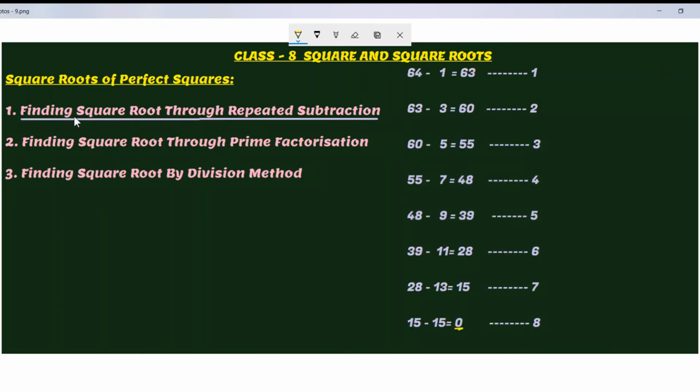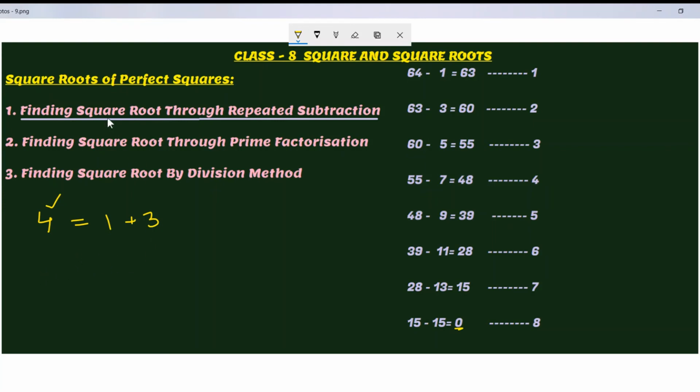First method is finding square root through repeated subtraction. Already we have seen the square number can be expressed in the form of the sum of successive odd numbers. Here 4 is a square number. We can write the first odd number is 1 and the second odd number is 3, which is 1 plus 3. So a square number can be expressed as the sum of successive odd numbers.